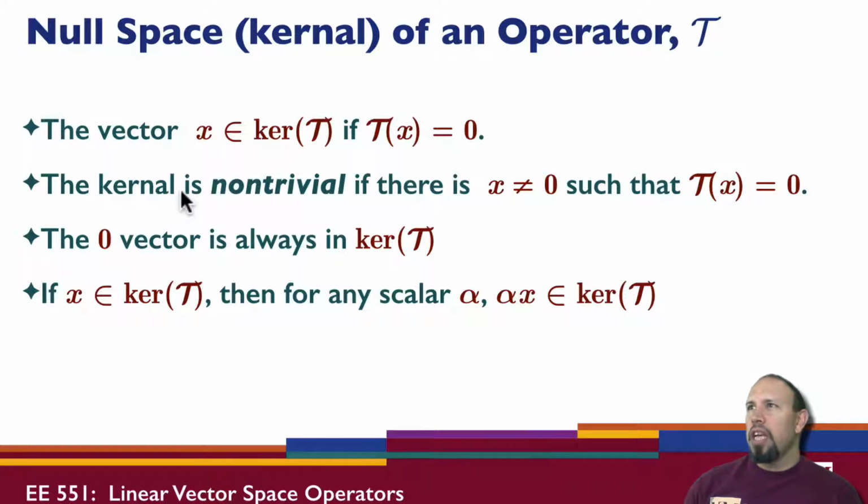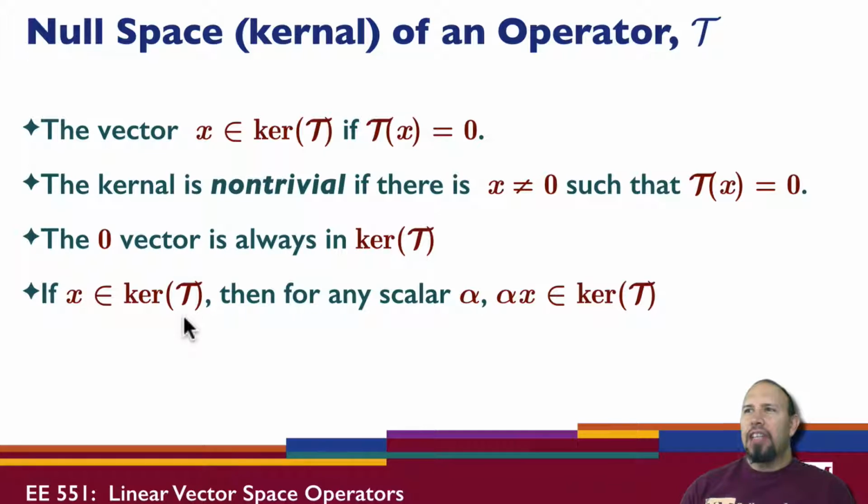The kernel is trivial if 0 is the only element in that null space. If you have something not 0 in the null space, then it's non-trivial. And the reason the word trivial is used is because every kernel has the 0 vector in it. So it's non-trivial if there's something other than 0 in there.